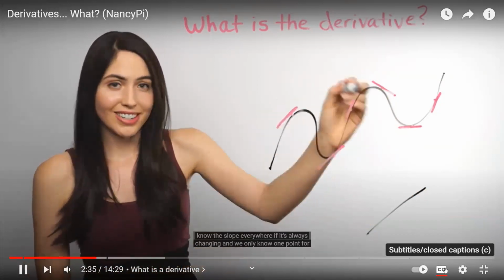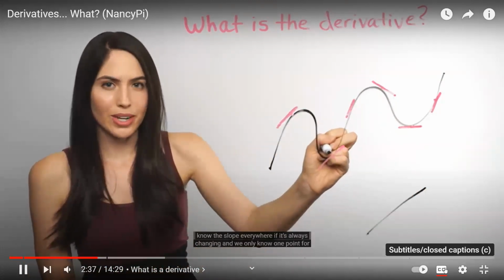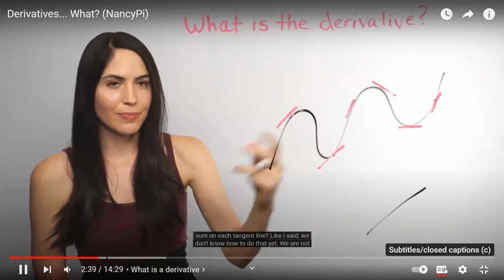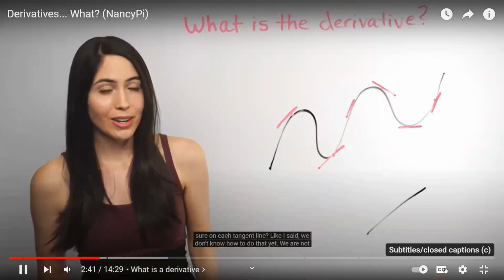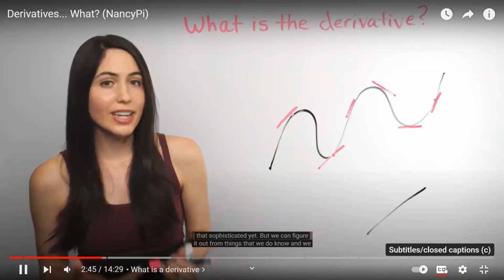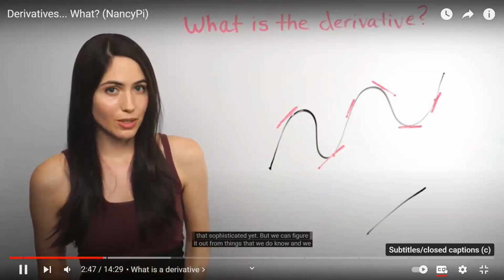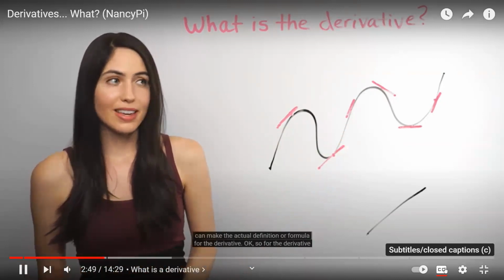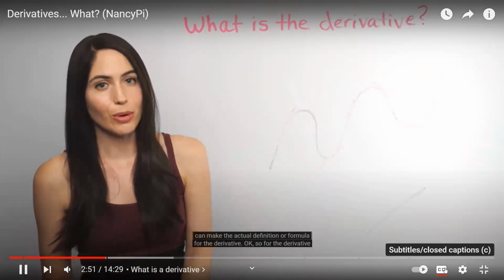So how can we know the slope everywhere, if it's always changing and we only know 1 point for sure on each tangent line? Like I said, we don't know how to do that yet. We are not that sophisticated yet, but we can figure it out from things that we do know. And we can make the actual definition of the derivative formula.